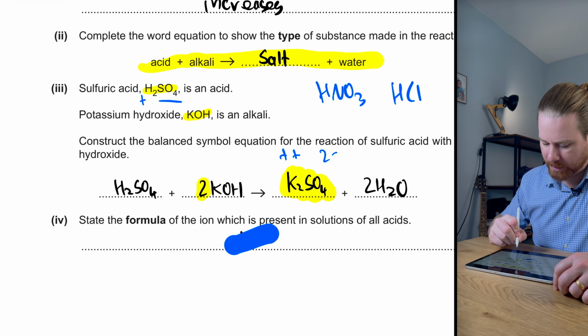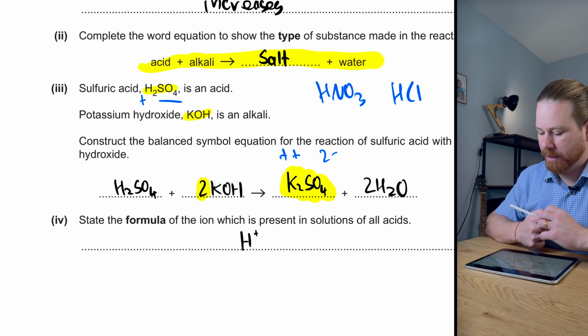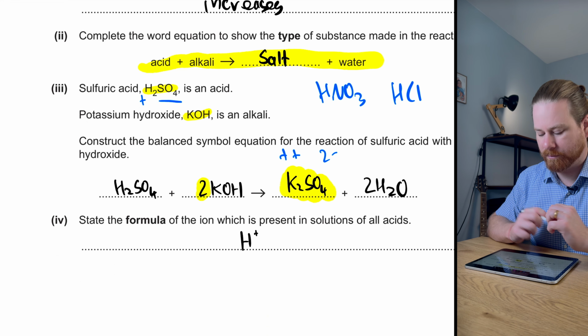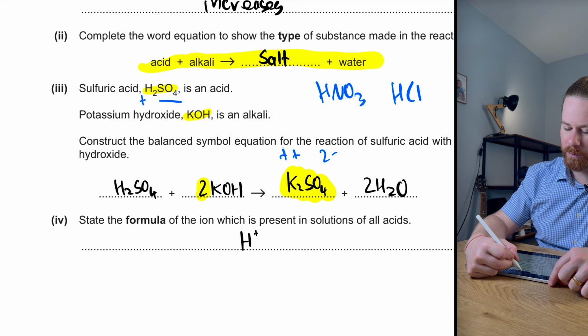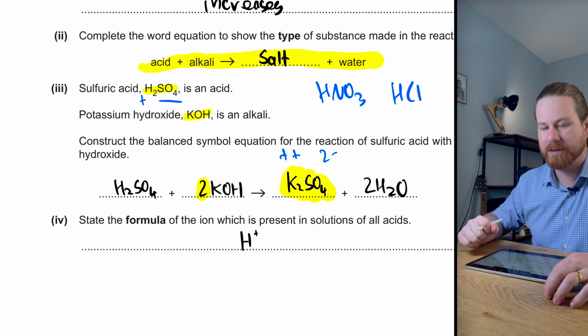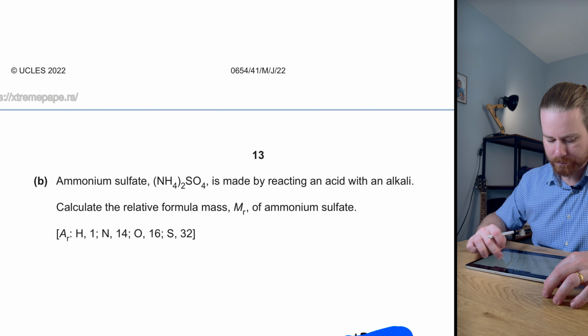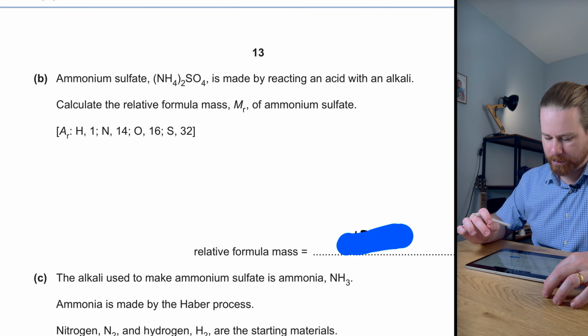State the formula of the ion which is present in solutions of all acids. Well, it has to be the hydrogen ion. So what is an acidic solution? Well, it is just a measure of the concentration of the hydrogen ion. So it has to be present for all acids. All right, on to part B.